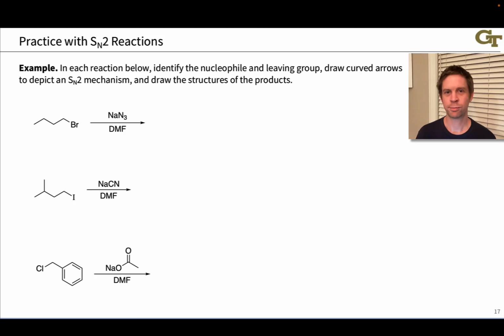In this video, we're going to practice predicting the products of SN2 reactions. To do this, we're first going to identify the nucleophile and leaving group, and then draw curved arrows for the SN2 elementary step showing how electrons flow, and then, and only then, draw the structures of the products. This is a good problem-solving habit I encourage you to get into.